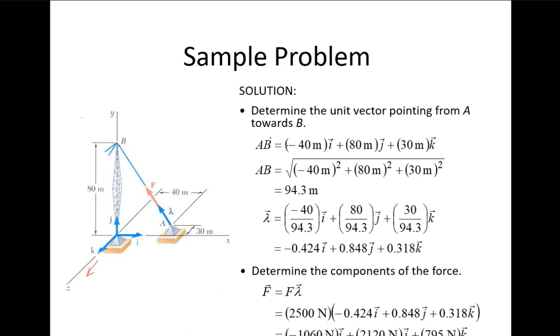Right? So they have found AB, then the magnitude of AB, then the unit vector lambda. So determining the components of the force, 2500 into the unit vector, they have just multiplied it to get the force vector or the tension vector.